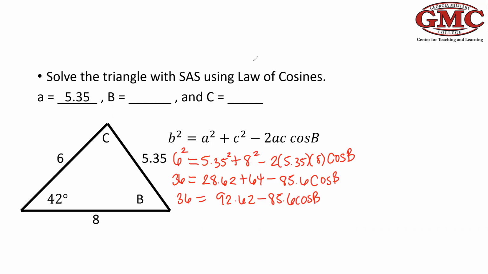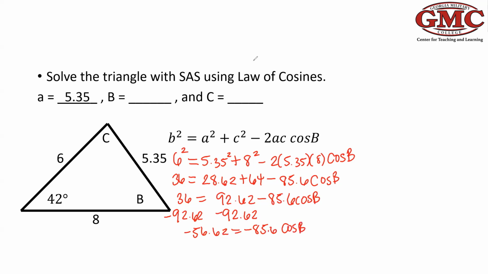In this equation, unlike the other equation where we were able to put the whole expression into our calculators, the negative 85.6 is attached to the cosine B. And remember, we're solving for the angle B. So to isolate this, we have to subtract 92.62 from both sides of the equation. Once we do this, we get negative 56.62 equals negative 85.6 cosine B.